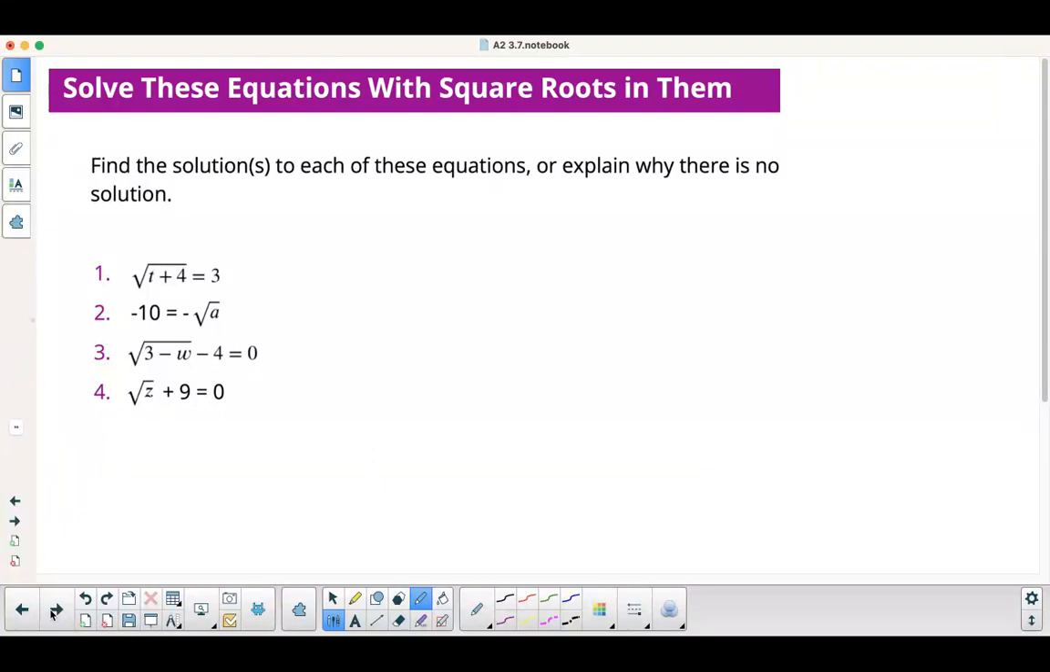All right, so find the solutions to each of these equations or explain why there is no solution.